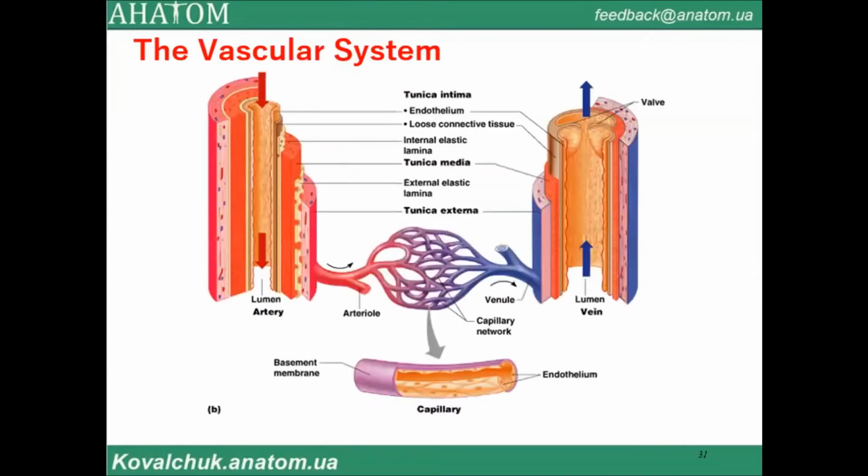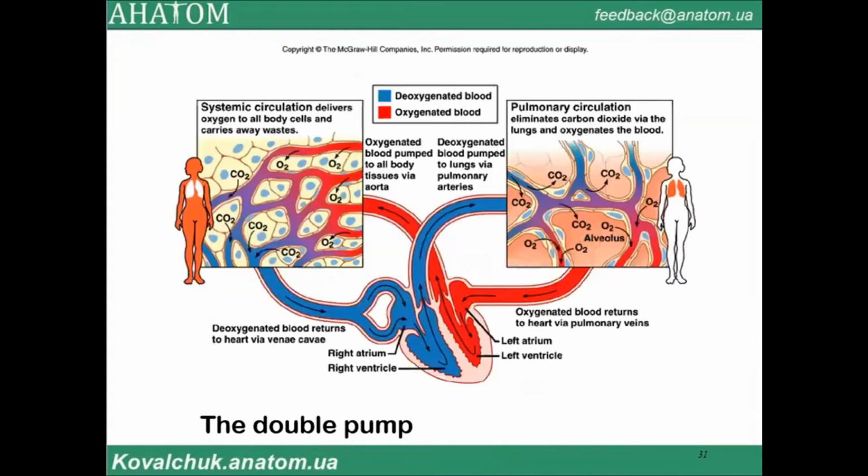Differences between artery and vein: you looked at the biggest internal elastic structure, and some valves are present in the vein. In the capillary there will be a basement membrane and fenestrated endothelium, a special structure for exchanging oxygen. And here it will be a dumbbell pump.